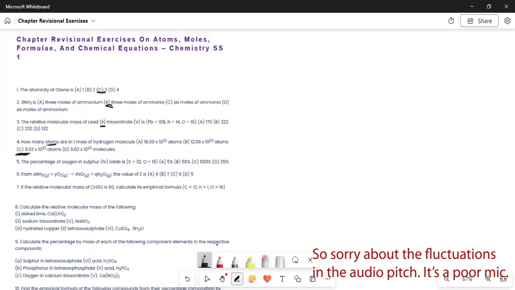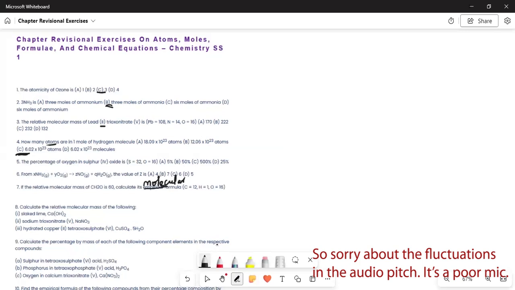The relative molecular mass of CH2O, this 2 is supposed to be in subscript form. I forgot to do that. It's 60. Calculate the empirical formula. Suppose we calculate the molecular formula, not empirical formula. This is the empirical formula already. There's a mistake here. Calculate the molecular formula.